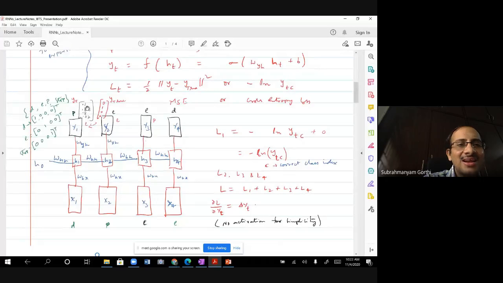So you can see that the output is giving more probability for P rather than E. So this is not correct. And hence this is the true label and this is the obtained label and there is an error. And this error has to be back propagated.